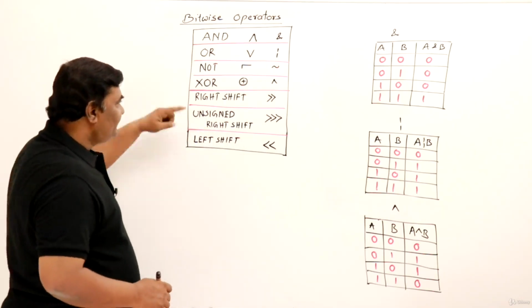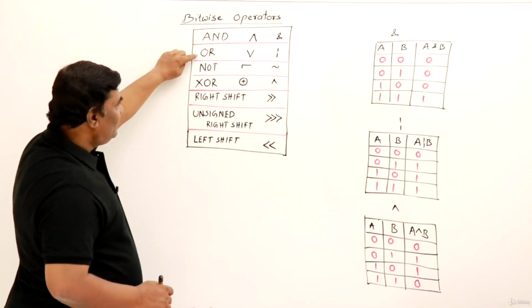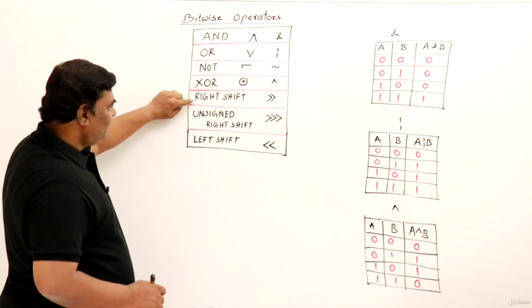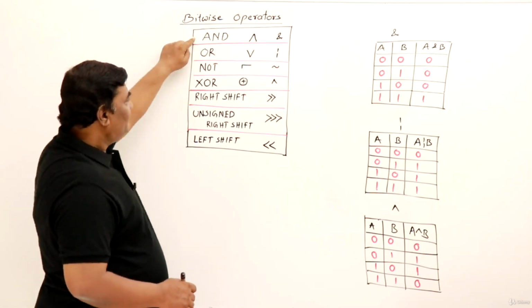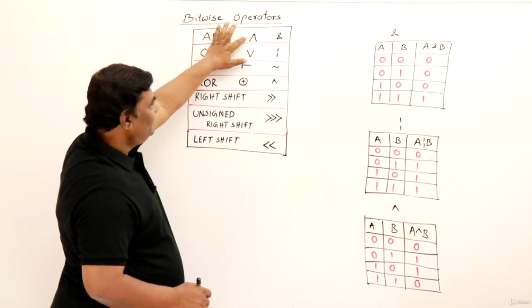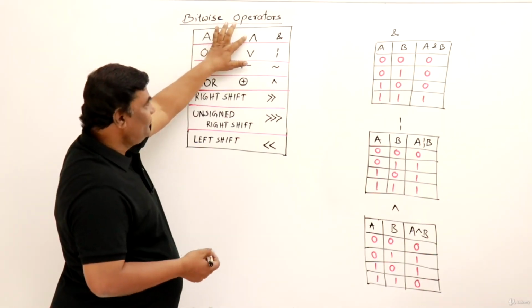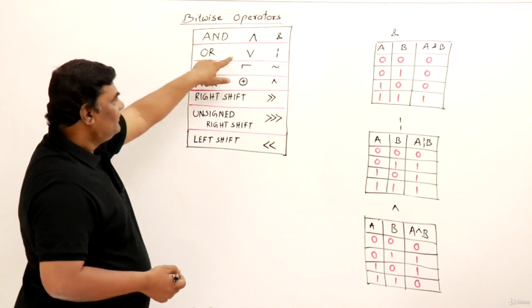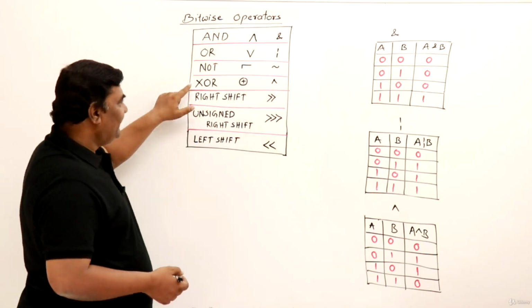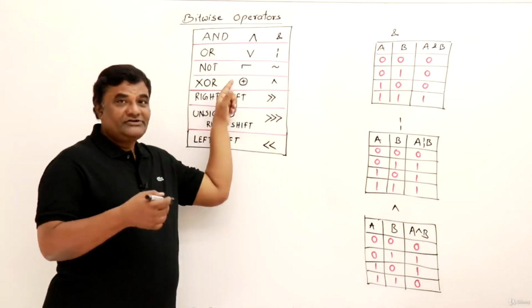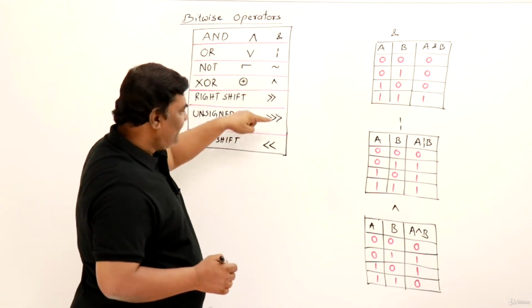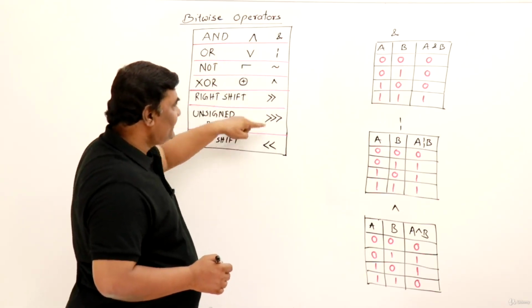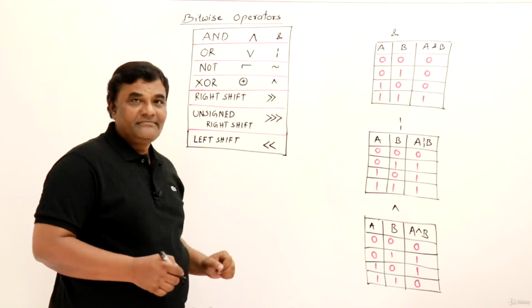The bitwise operations available in Java are AND, OR, NOT, XOR, right shift, unsigned right shift, and left shift. In mathematics, AND looks like this symbol, and in digital electronics we also use the same symbol. OR looks like this, NOT looks like this, XOR, that is exclusive OR, looks like this. And these are the symbols available in Java for performing these operations.